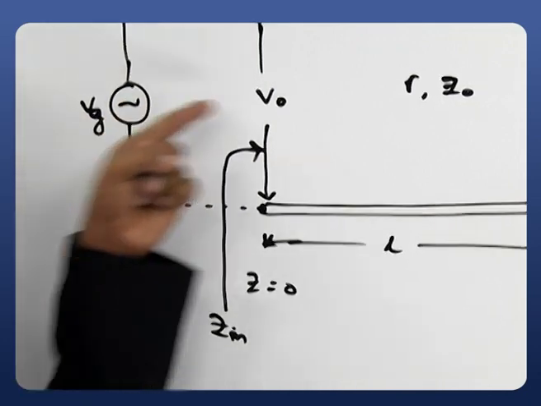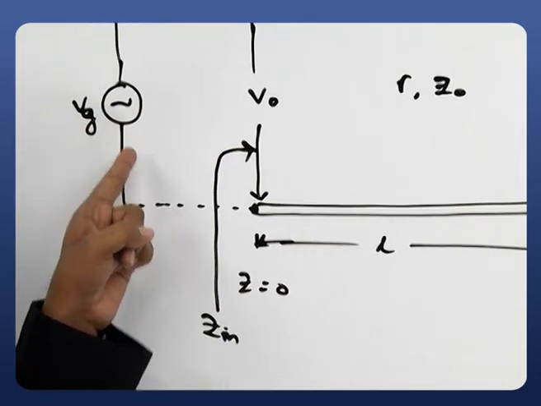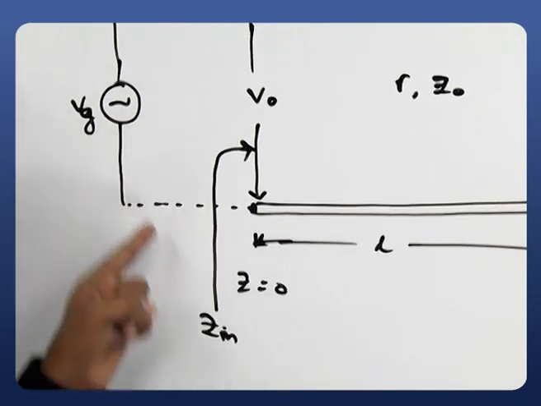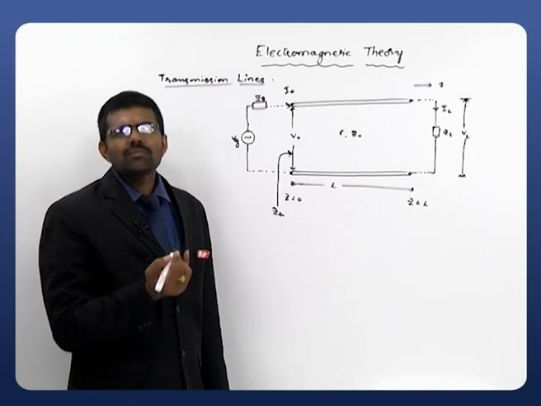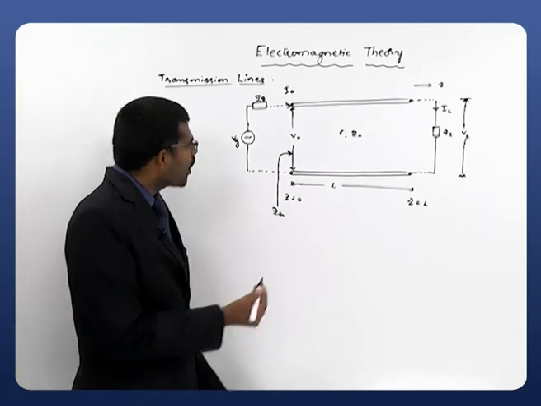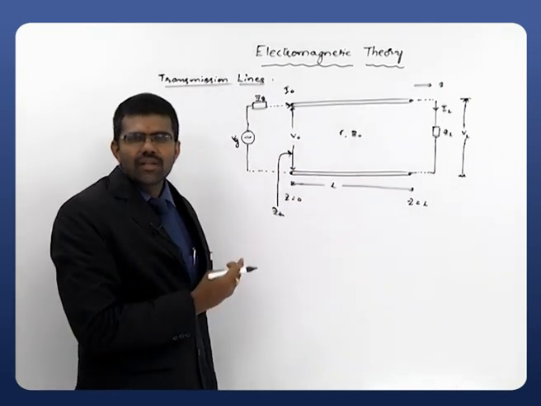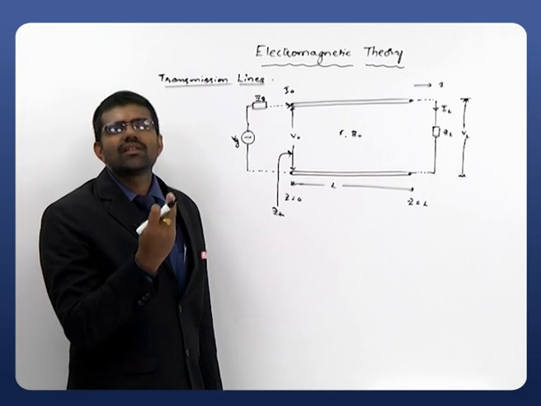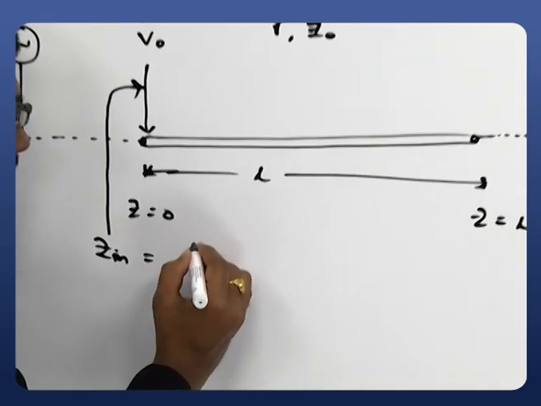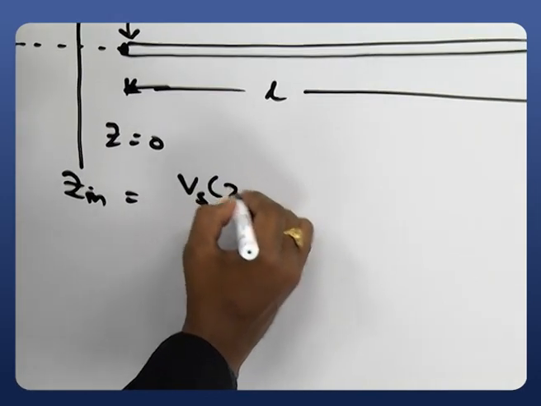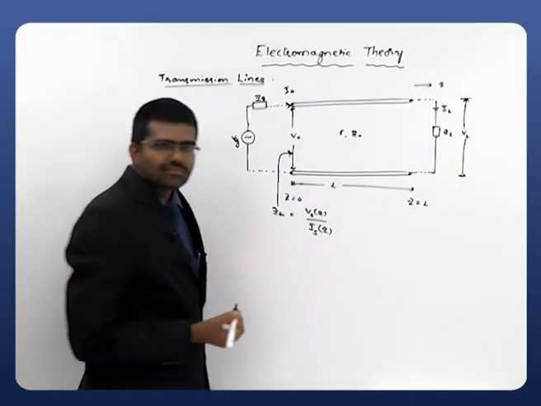The impedance observed from the input is very important. You are observing it from the input side of our transmission line; don't take the other direction. If you observe the impedance from the input end, then it is said to be the input impedance of our transmission line. So you observe the voltage at this point and the current at that point, and divide the voltage by the current to get the input impedance. Here Z in can be defined as Vs of Z divided by Is of Z.